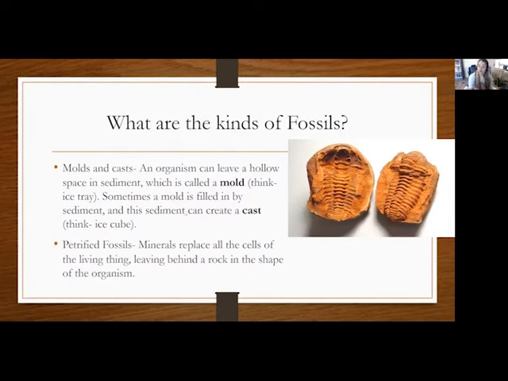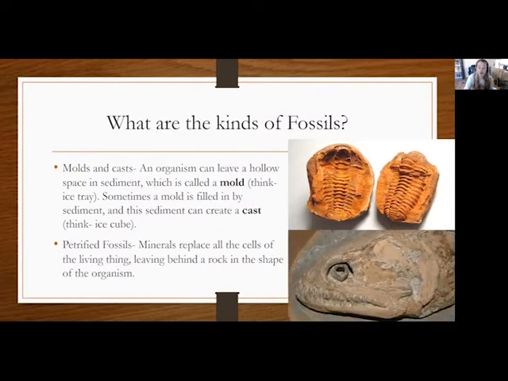The next type of fossil is called a petrified fossil. Sometimes minerals will literally replace parts of the cells of living things and leave behind a rock in the shape of the organism. This image here is what's called coelacanth, I believe. It's kind of hard to tell exactly what kind of fish this is, but it's a prehistoric fish and it has been mineralized. If you've ever been to the petrified forest in northern Arizona, then you've also seen petrified fossils there.